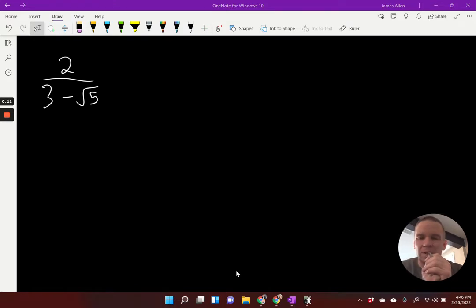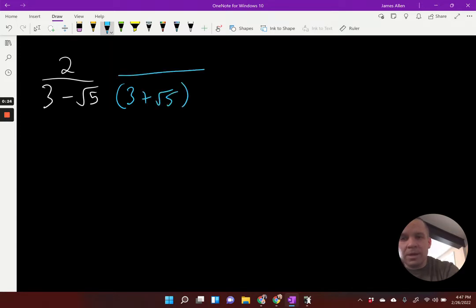I can't just multiply by the square root of 5 in this situation because then I'm still going to have to distribute it, and I'm still going to have a radical in the denominator. What I actually have to do is multiply by what's called the conjugate, 3 plus root 5. And in my numerator, I have to do the same thing, 3 plus root 5. So what's going to happen here?